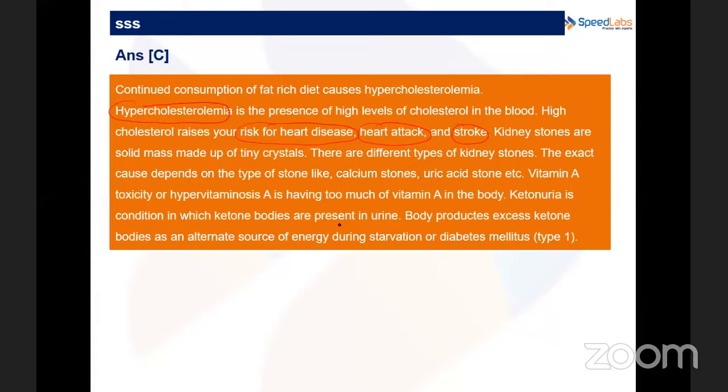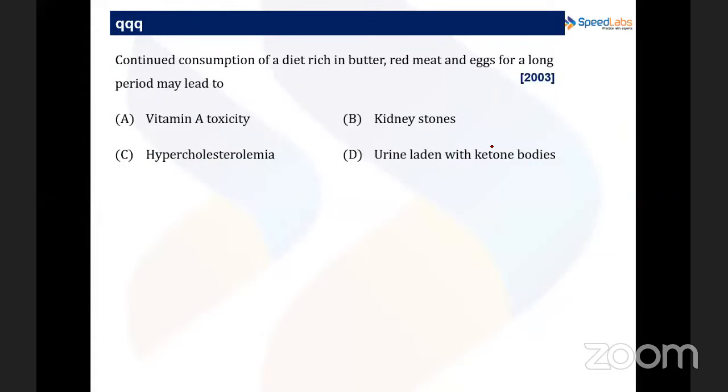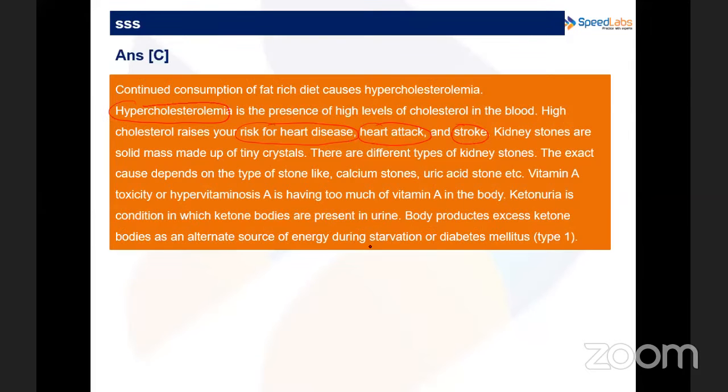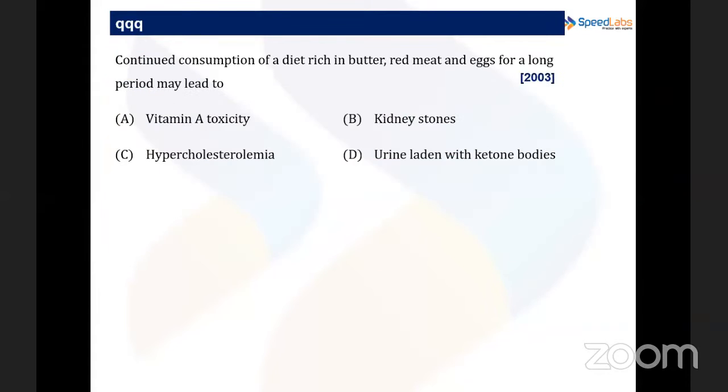What is ketonuria? It is the condition in which the urine is laden with ketone bodies. In this condition, ketone bodies are present in excess. Where are ketone bodies present in excess? During starvation or diabetes mellitus type 1. In these two conditions, you can find ketonuria, in which aciduria also occurs. The pH becomes acidic. It is very harmful. Now, I hope this question is clear to all of you. Hypercholesterolemia is the answer. Now, let's move to the next question.